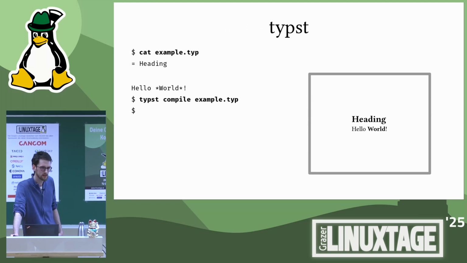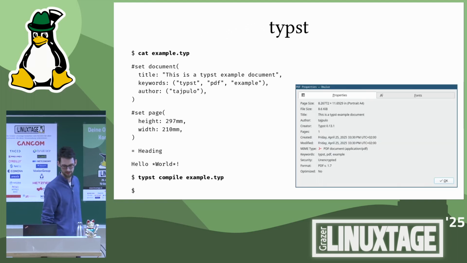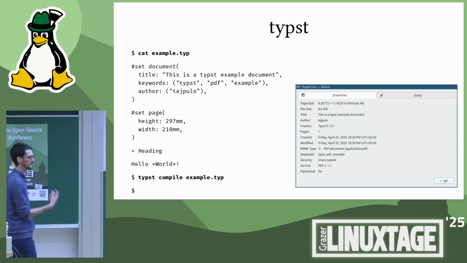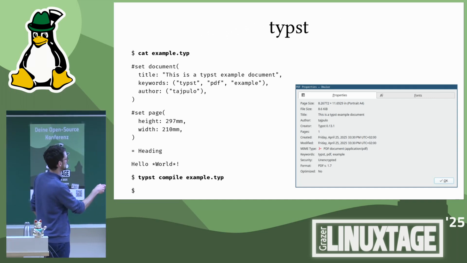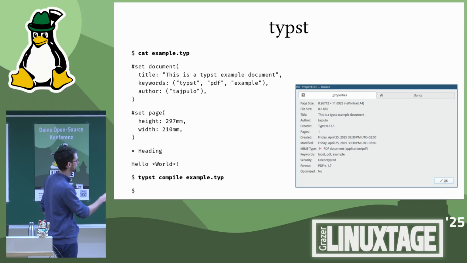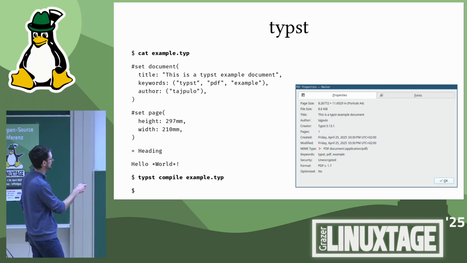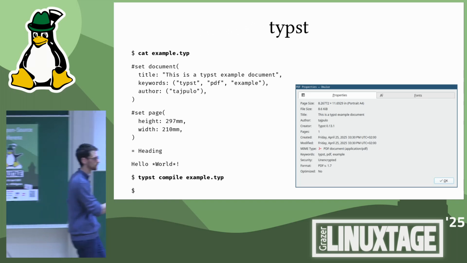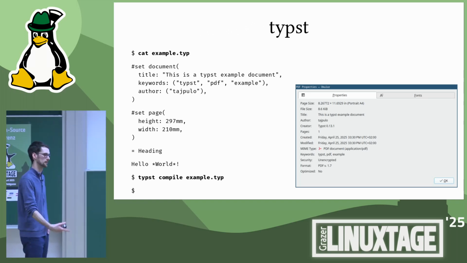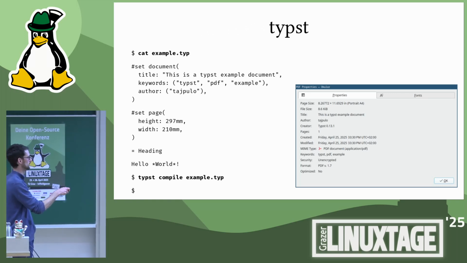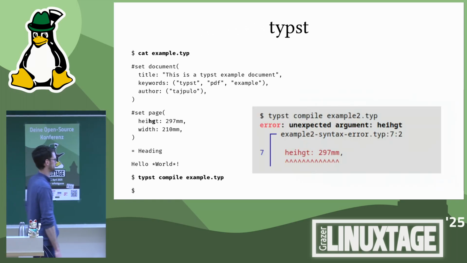Okay, so essentially they invented their own markup language here. But what you can do is also attach a lot of metadata and even program in there. So you have these set rules here. For the document, I define the title, keywords, and author. That's basically what's encoded in the PDF metadata. And then you can also define the page layout, width and height.